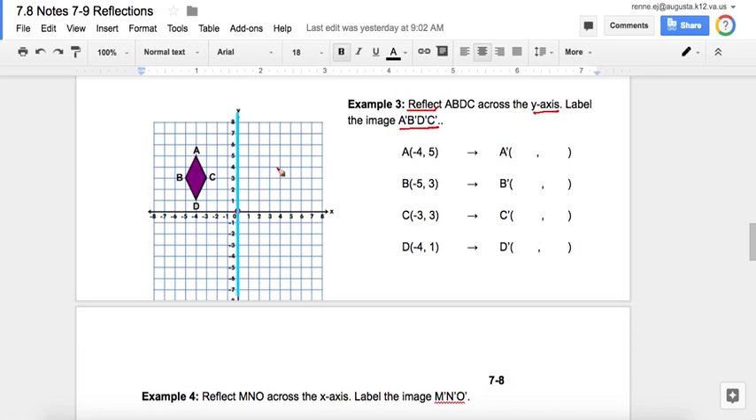All right, so we're crossing the y-axis. So we're going to start at point A, and I'm going to notice that it's 1, 2, 3, 4. 1, 2, 3, 4. Put a dot, and we're going to call it A prime. And it's 4, 5.